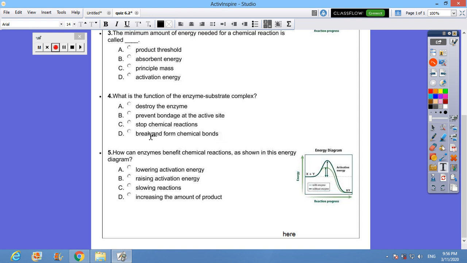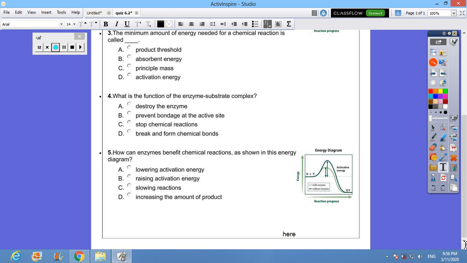Actually, those are two sentences combined together. I can read it like this. It's to break chemical bonds in the reactants for sure, and to make new ones in the products for sure.